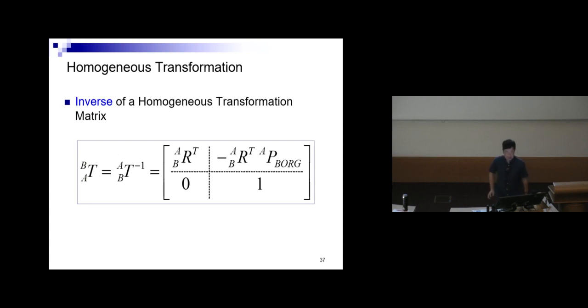So with that, the inverse of the homogeneous transformation matrix, BAT, is equal to ABT inverse, which is equal to ABR transpose, minus ABR transpose APB origin. And then you have the lower row of 0, 0, 0, 1. Any question? Okay, good. No question.